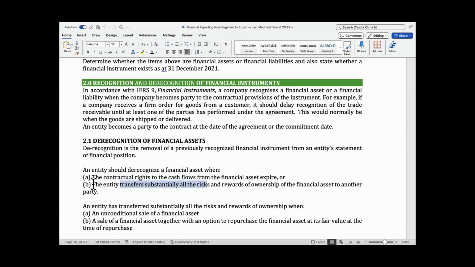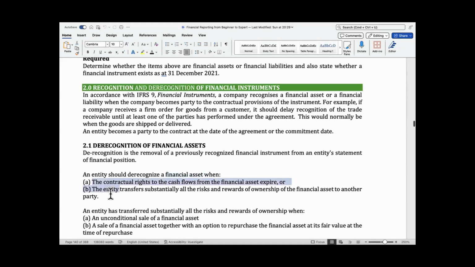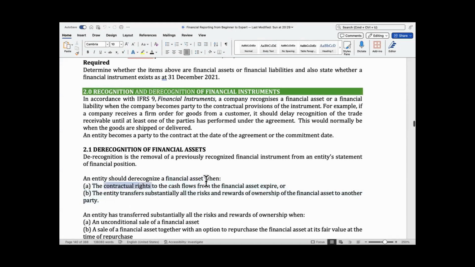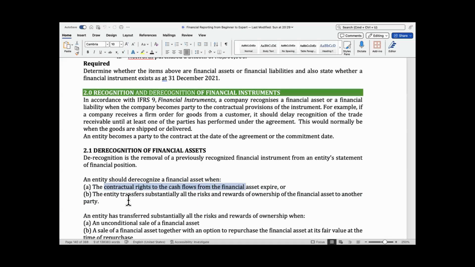So that means this second condition has not been met. And when that has not been met, that means you cannot derecognize the trade receivable. You cannot. So before you can derecognize the trade receivable or a financial asset generally, these two must happen. Your right to receive cash must have expired, and you must have transferred substantially all the risk and all the reward attributable to ownership.